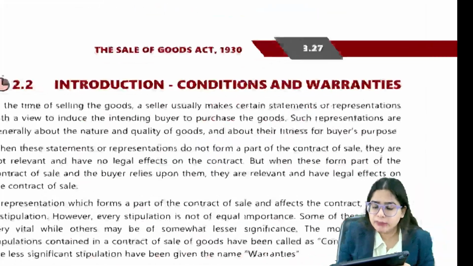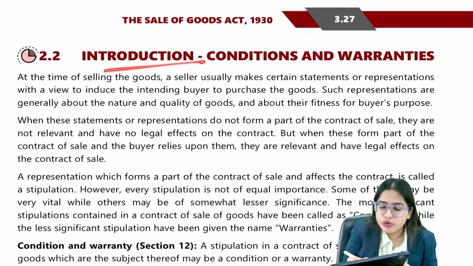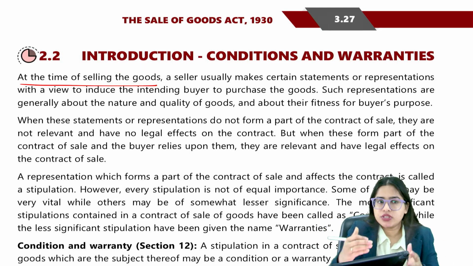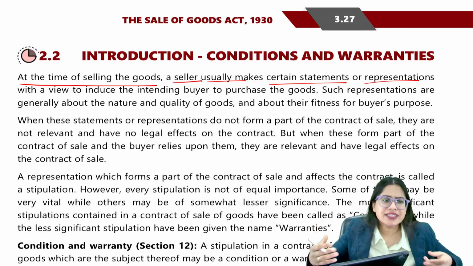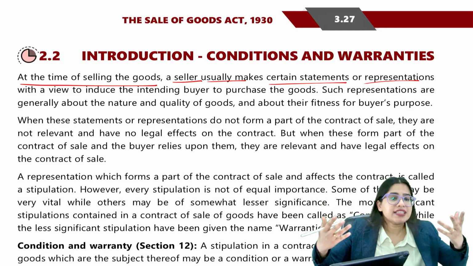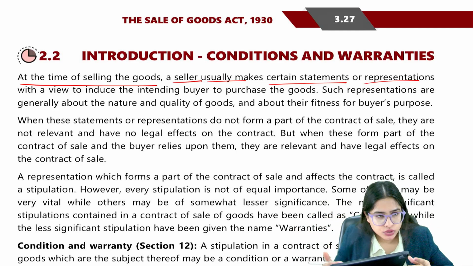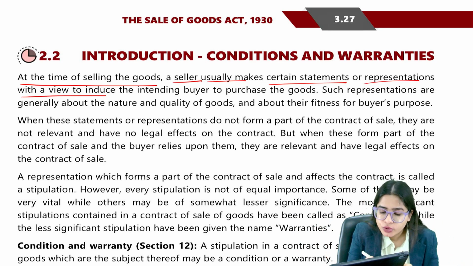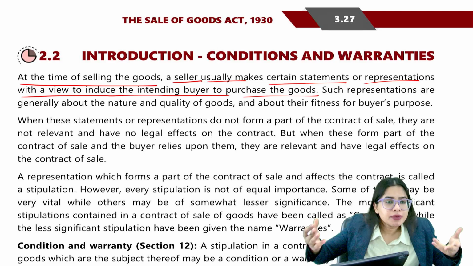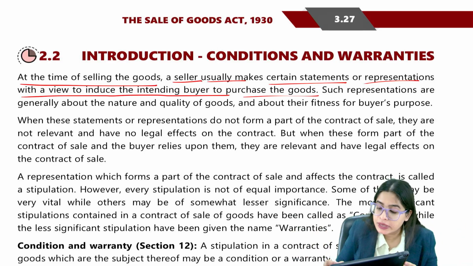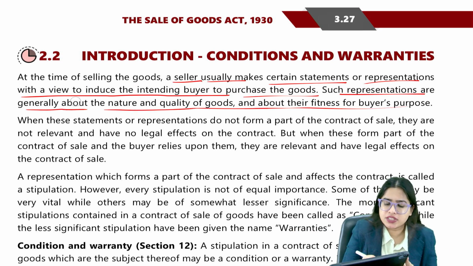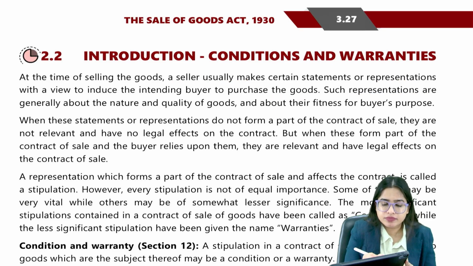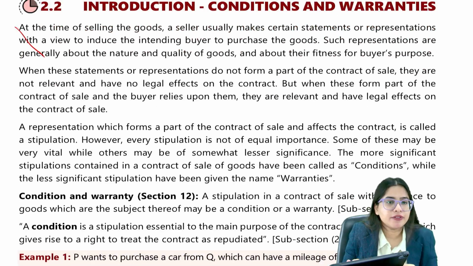Come to the material, page number 3.27, introduction, conditions and warranty. See, at the time of selling the goods, the seller usually makes certain statements. Seller makes a lot of statements. While selling, the seller tells you a lot of things about the goods, with a view to induce the intending buyer to purchase. Why does he make a statement? So that the buyer will purchase. Such representations are generally about the nature and quality of goods. This is not important, no need to underline. General points are given, not relevant from the examination point of view.